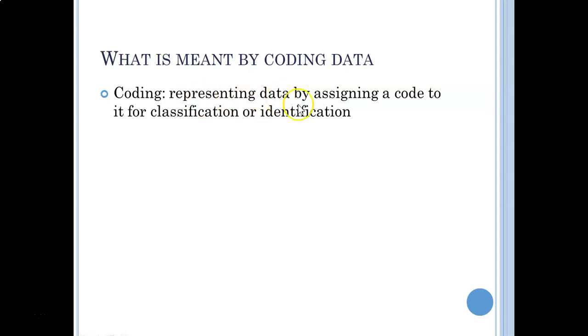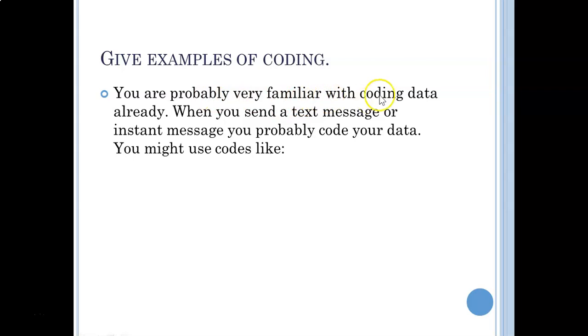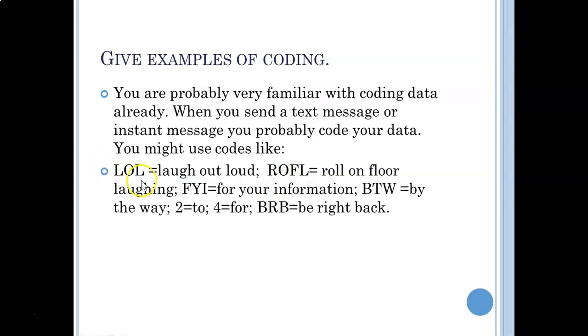What is meant by coding data? Coding is representing data by assigning a code to it for classification or identification. Give examples of coding. You're probably very familiar with coding data already. When you send a text message or instant message, you probably code your data. Here are some examples: LOL for laugh out loud, ROFL for roll on floor laughing, and they've got a few more examples over here. So when you're instant messaging, you're probably already using coding.